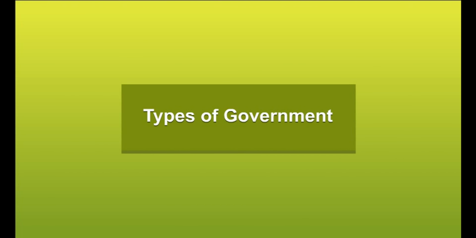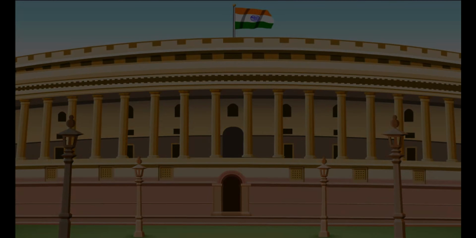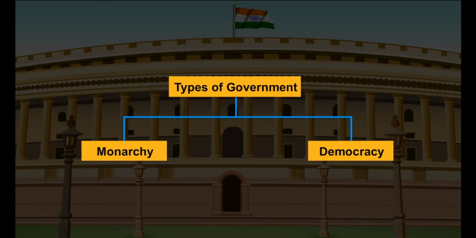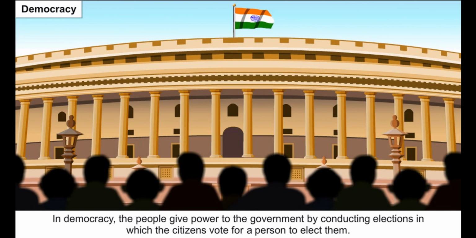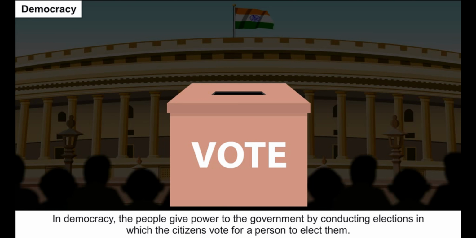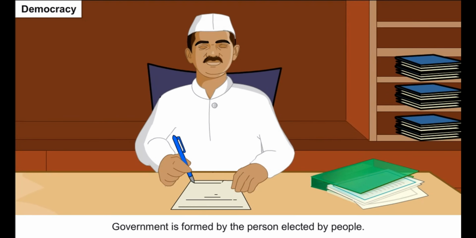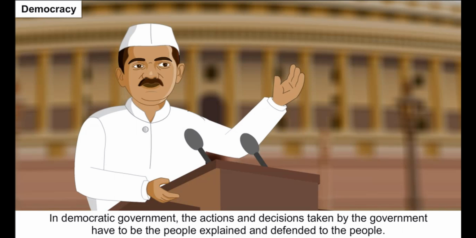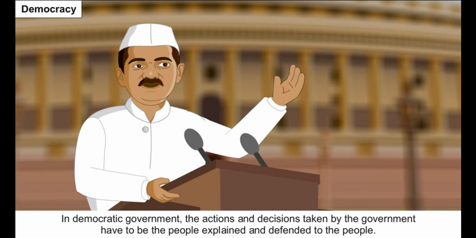Types of government. The government is of two types: monarchy, democracy. Democracy. In democracy, the people give power to the government by conducting elections in which the citizens vote for a person to elect them. Government is formed by the person elected by people. In democratic government, the actions and decisions taken by the government have to be explained and defended to the people.